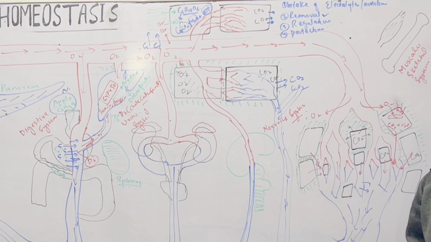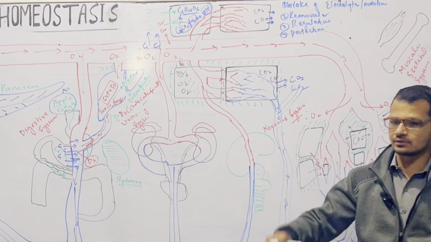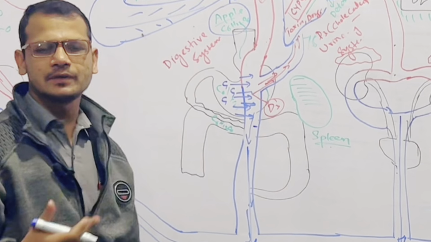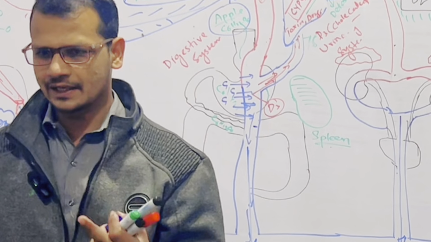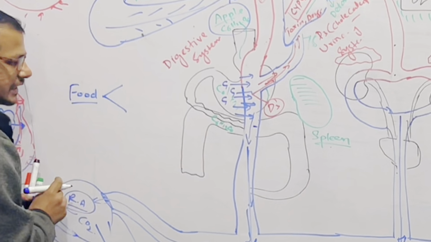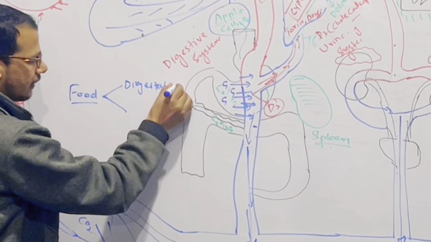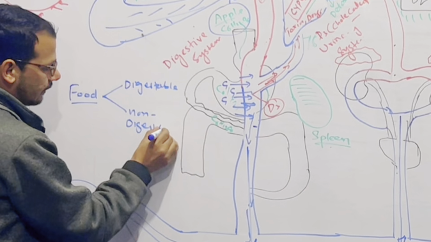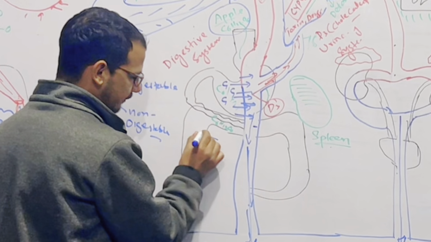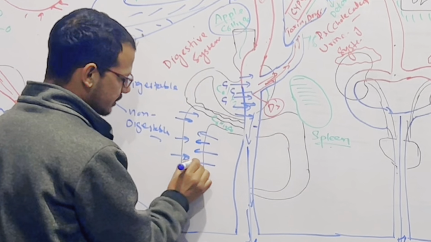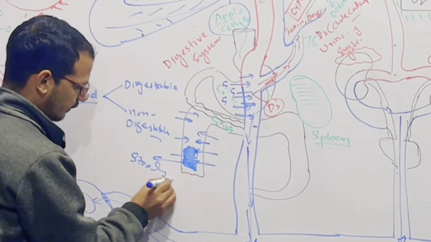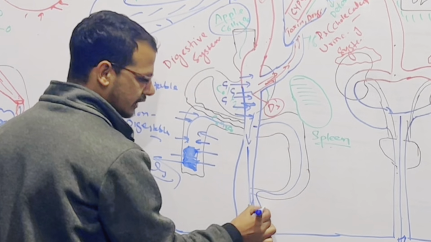The second system responsible for removal of waste products from the body is the digestive system itself. When we take food, for example, our food also has cellulose. Food has two parts: one is digestible and the second is non-digestible, for example cellulose. The non-digestible things pass into the digestive system, which collects them, forms stools or feces, and removes them from the body.